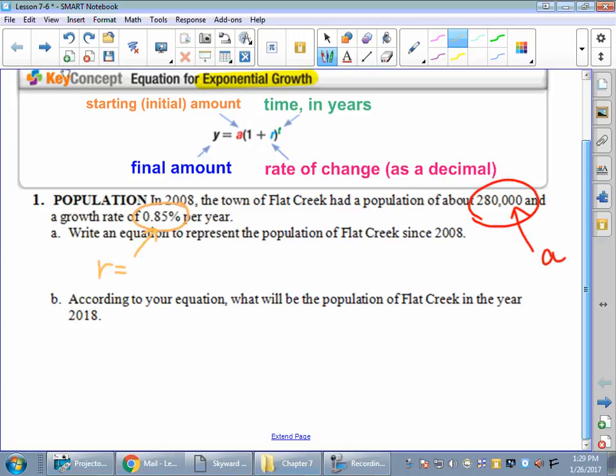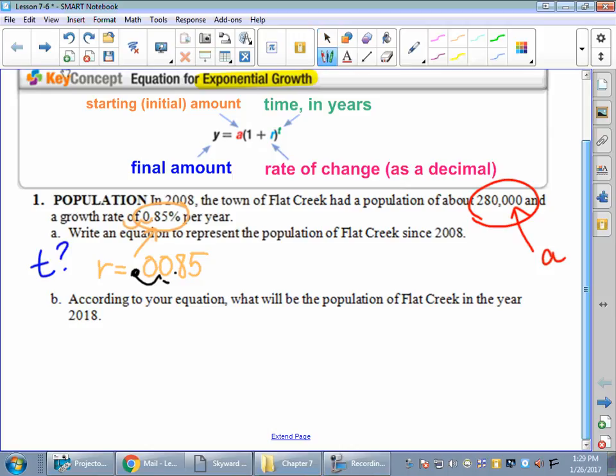Remember, when you turn a percent into a decimal, you scooch the decimal point back 2 places, which would make it 0.0085. The decimal started here, and I moved it back 2 places. 0.0085, important. It doesn't tell us the final amount, and it also doesn't tell us the time, so we're going to keep t as a variable. We don't know that. So in other words, it just wants you to fill in things.